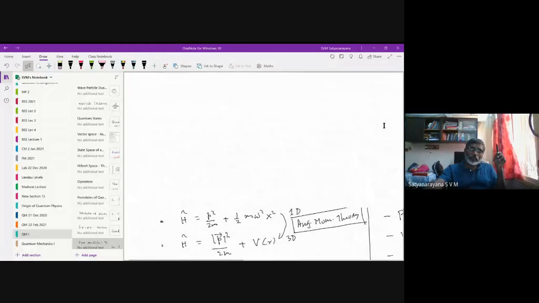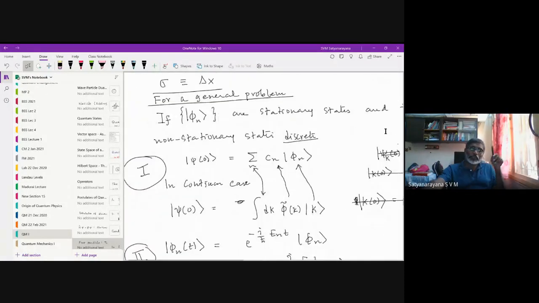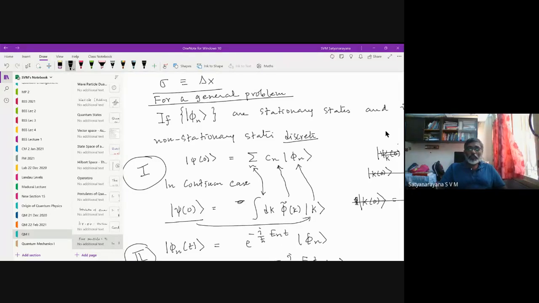No. It's not an eigenvalue. It is just a coefficient. It's like Cn. So I am going to expand this psi of x0 in terms of k's, momentum eigenstates. So this is a coefficient of expansion. In this case, of course, they are energy eigenstates.